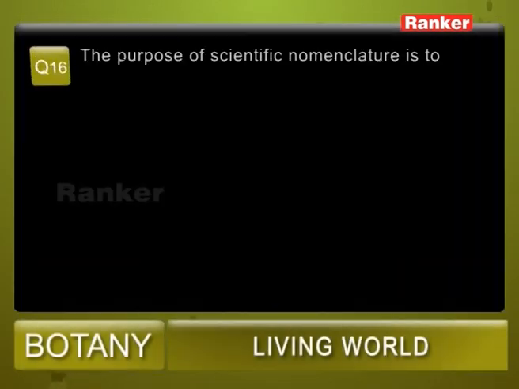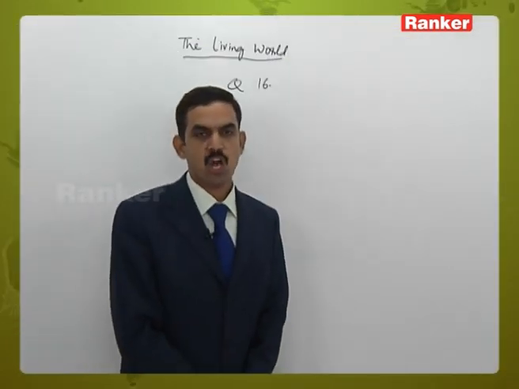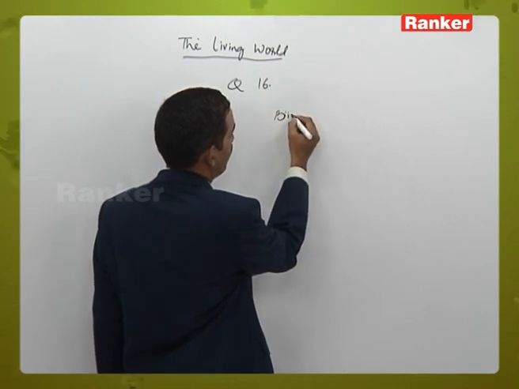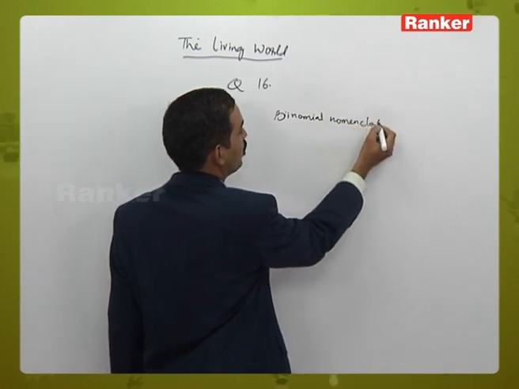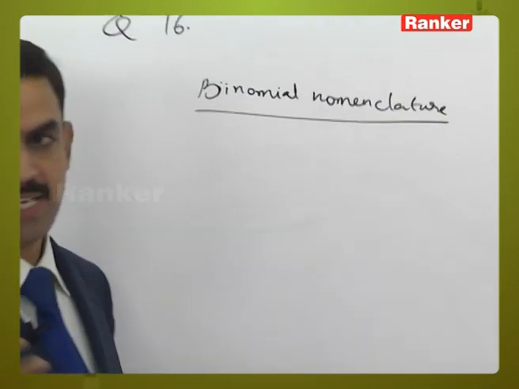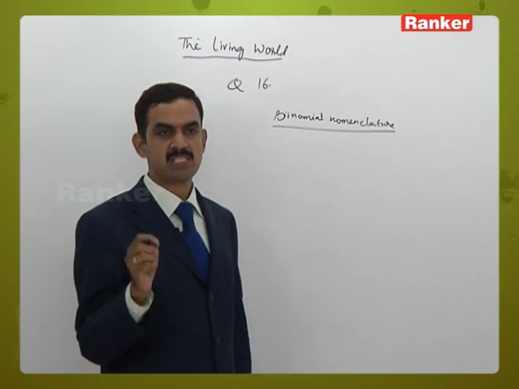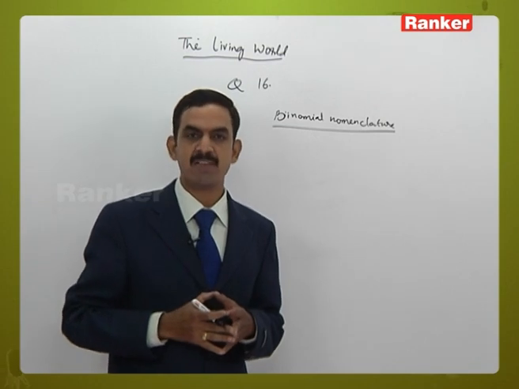Question number 16, the purpose of scientific nomenclature is to avoid: 1 common names, 2 confusion, 3 communication, and 4 all. Okay, here scientific nomenclature, if you take the binomial nomenclature system, naming of any living organism in 2 words is called binomial nomenclature, and that name is internationally accepted. That means an internationally accepted binomial name should be given to each and every living organism.